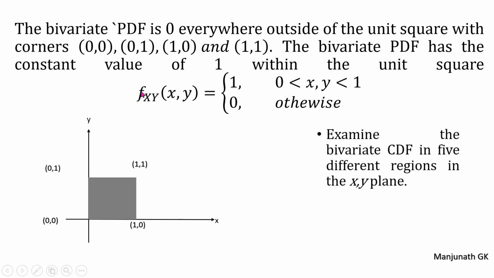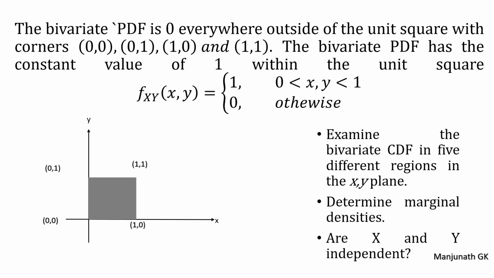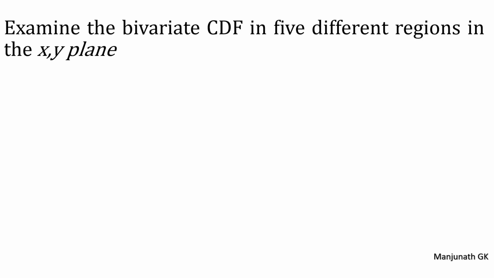For this bivariate PDF, let us examine the bivariate CDF in 5 different regions in the XY plane. Regarding these 5 different regions, you will come to know in the following slides. The second point is to determine the marginal densities, f_X(x) and f_Y(y), which are single random variable probability density functions. The third point is whether X and Y are independent. Alright, the first calculation is to examine the bivariate CDF in 5 different regions in the XY plane.